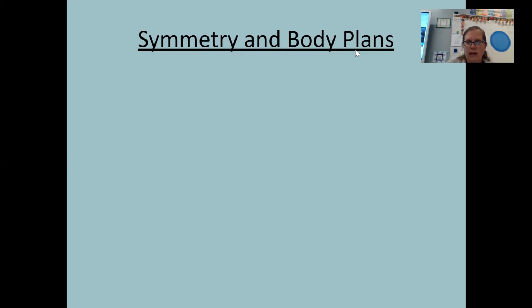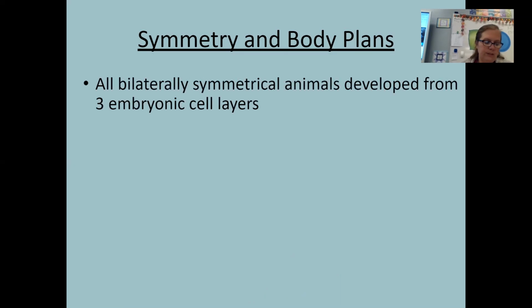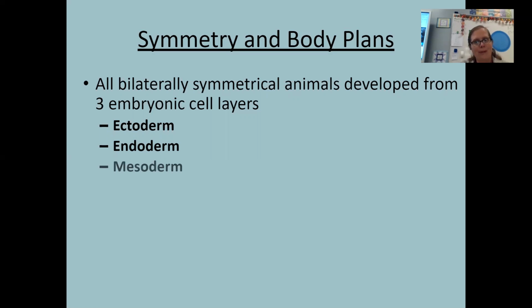Okay, so we're going to go to slide 4 now. And slide 4 is going to introduce the 3 body plan types. If you look at the top, it says all bilaterally symmetrical animals. Go ahead and finish that bullet. They develop from 3 embryonic cell layers. There is an ectoderm, which is the outer layer, an endoderm, which is the middle layer. I'm sorry, the endoderm is the inside layer, and then the mesoderm is the middle layer.